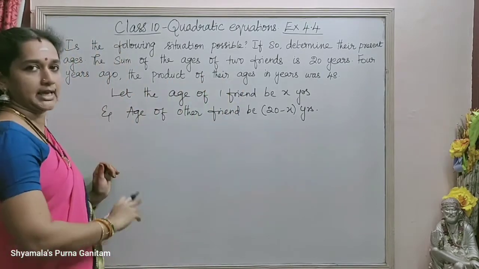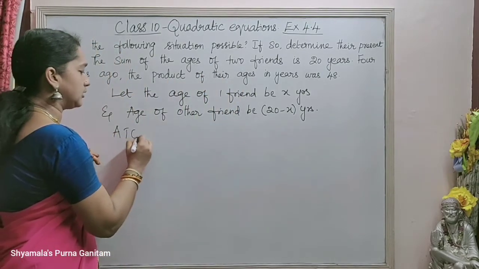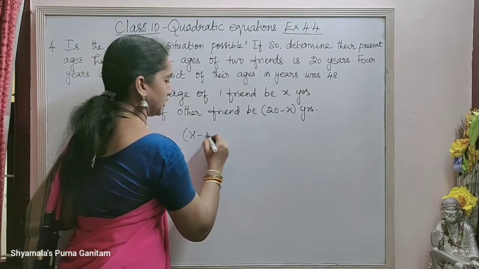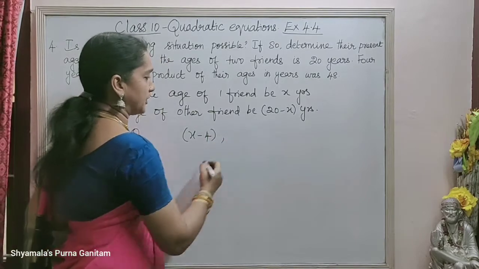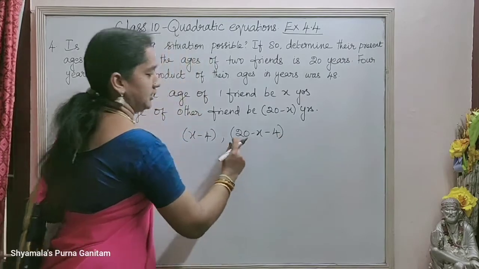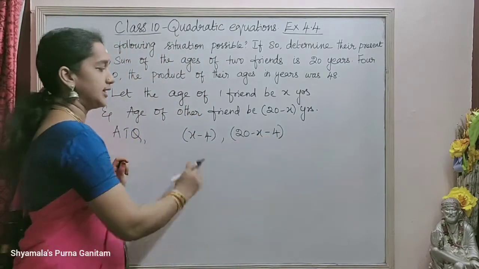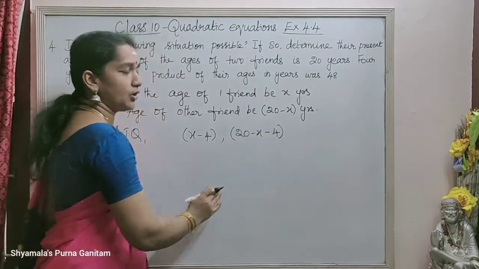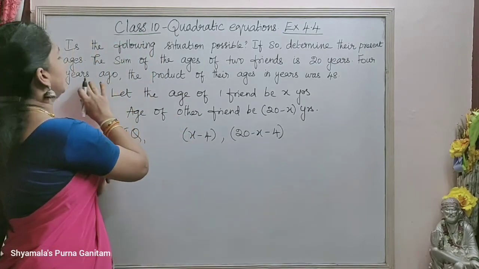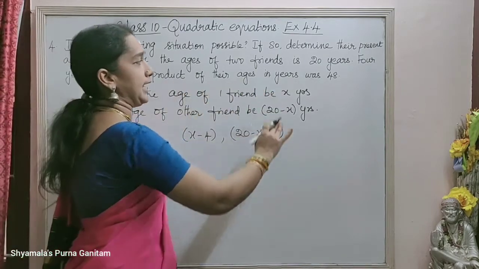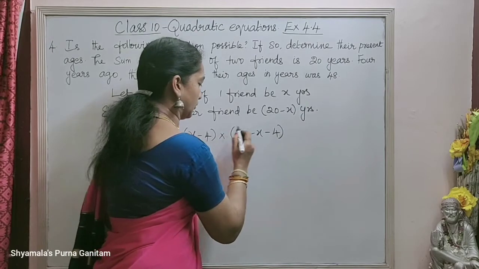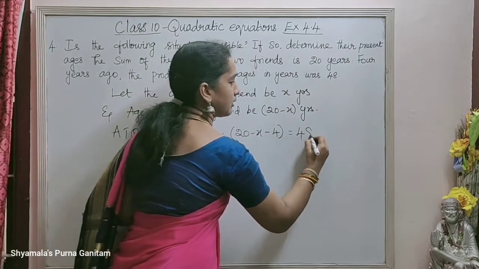Then 4 years ago. So according to the question, 4 years ago means x minus 4. This is the age of one friend and 20 minus x minus 4. So these are the ages of those two friends 4 years ago. 4 years ago, the product of their ages in years was 48. So, when you find the product of this, it is 48.